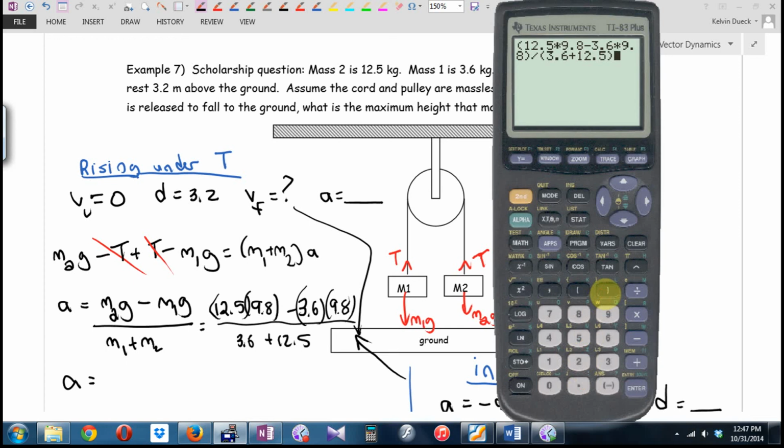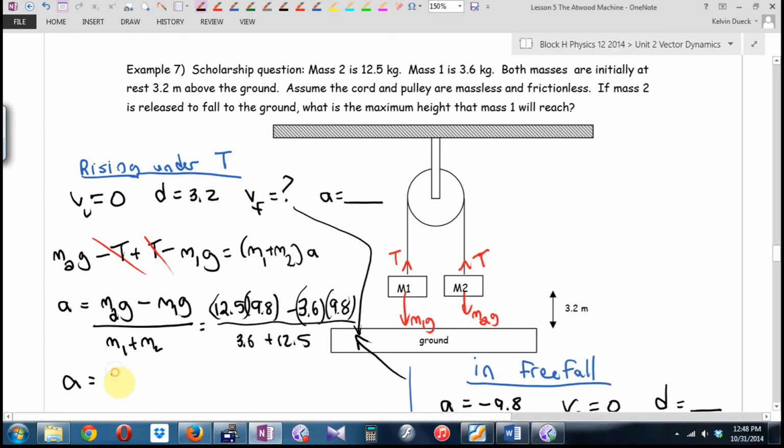Do you get 5.41739, and so on? And again, if you're not getting this, sometime today you want to snag me about your calculator work. Is it 5.4174? Yeah? Okay, meters per second squared.